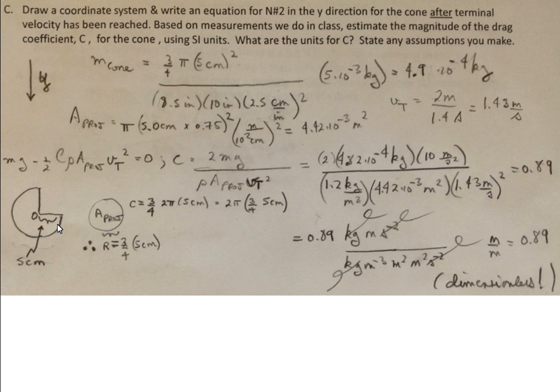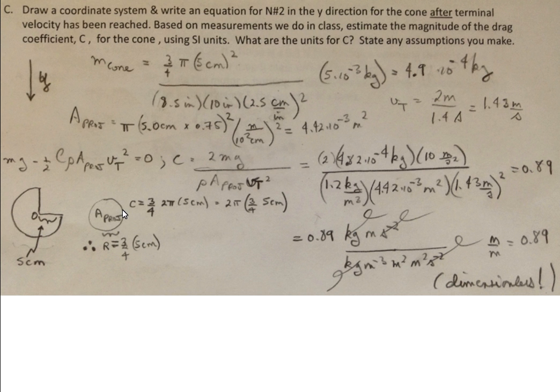And so the projected area then is this smaller circle that you get if you fold the cone edge to edge, as you saw in class, and then you look at the cone with the vertex pointing down. That area is the area of a circle that has a radius of 3/4 of 5 centimeters.